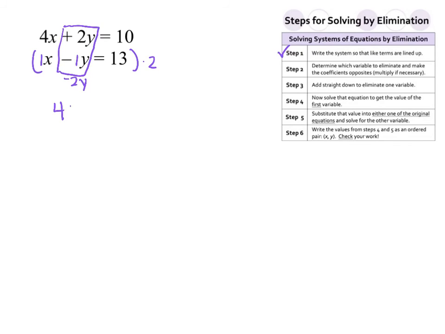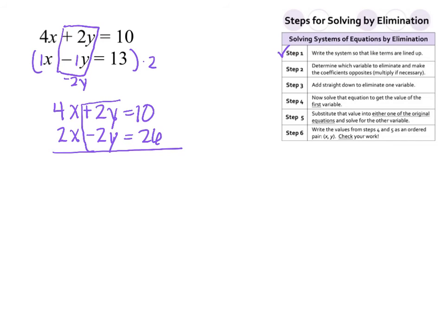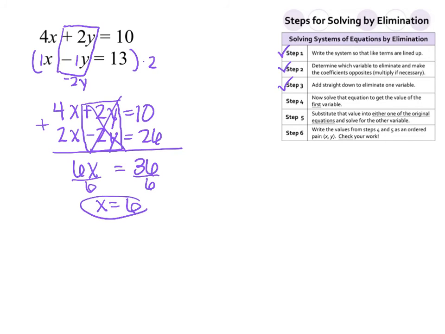Then if I rewrite my equations: 4x plus 2y equals 10, and 2x minus 2y equals 26. Right? My y's are opposites. Again, when I get to this step, if I get something that's not opposites, it's okay. Just try again. Multiply by something different. Those cancel out, and I get 6x equals 36. And I can finish solving for x by dividing both sides by 6. So then x equals 6.